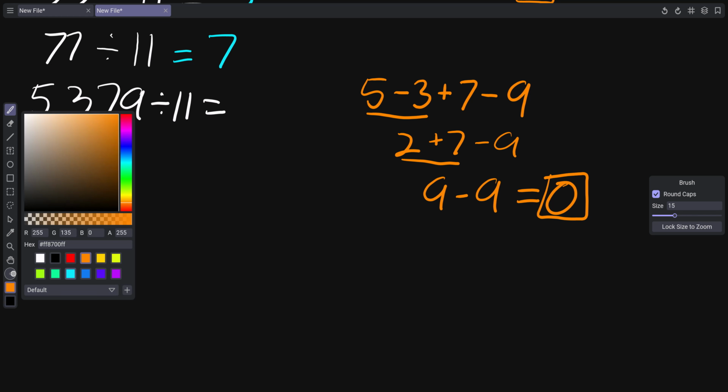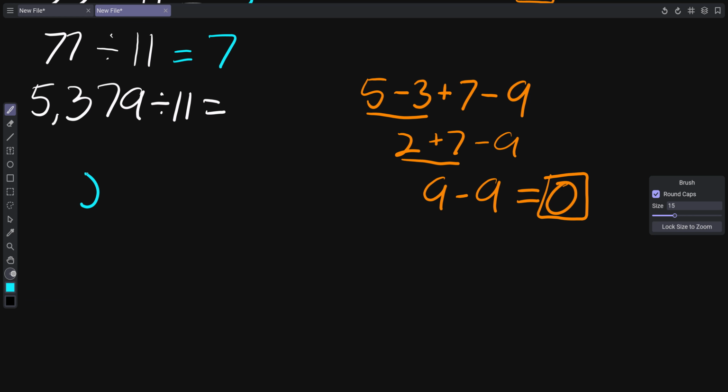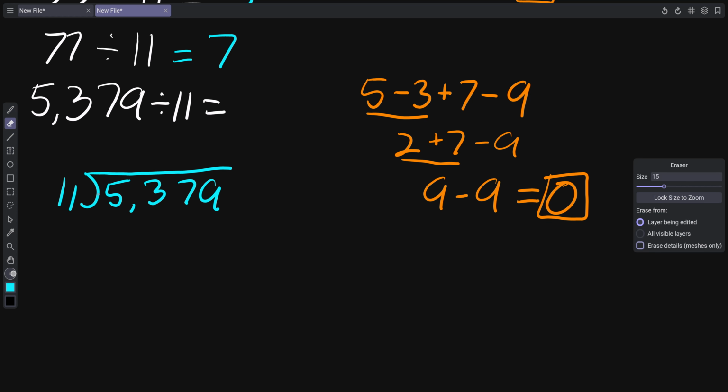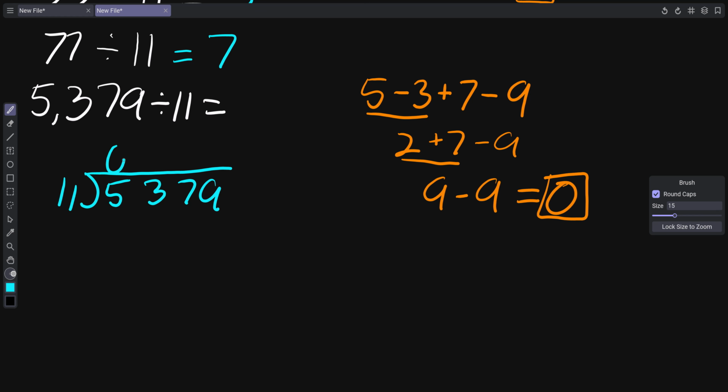So let's try that. We'll do the long division. So we put 11 over here, we put 5,379 over here. I'm just going to erase the comma, we don't really need it. 11 can't go into 5, so I'm just going to leave a 0 here, and it goes into 53 4 times. And 4 times 11 equals 44. We subtract this. 53 minus 44. This is going to give us 9.